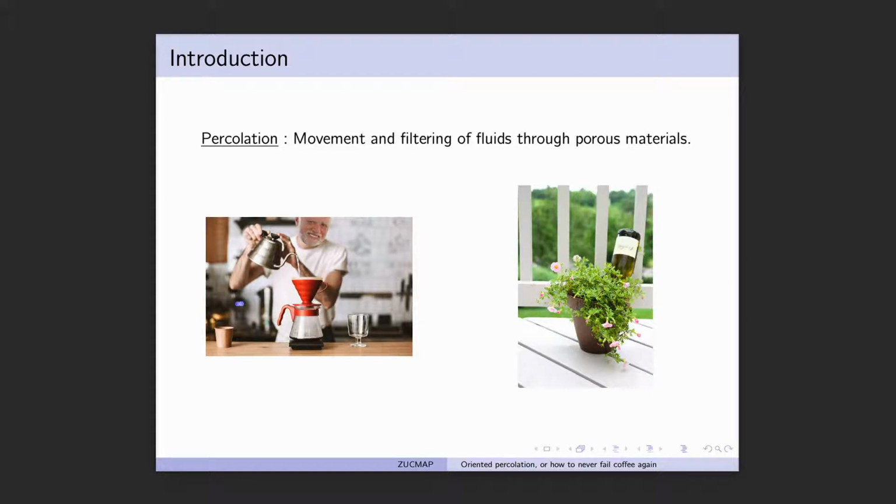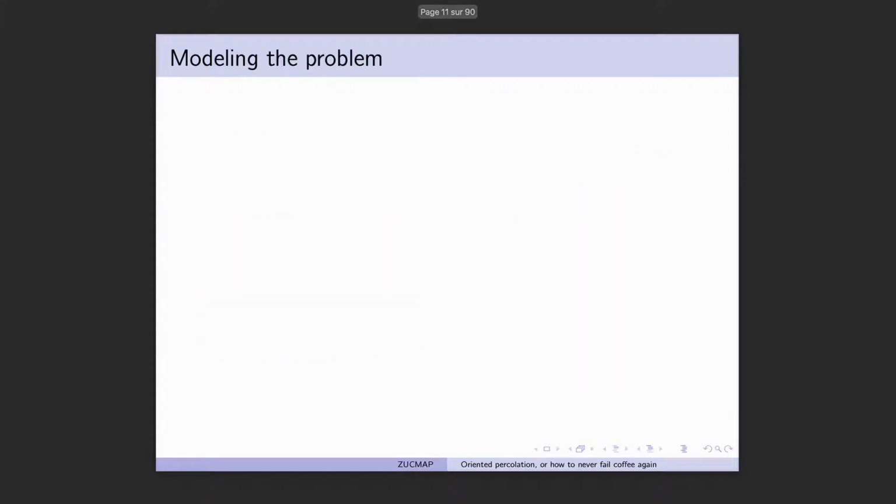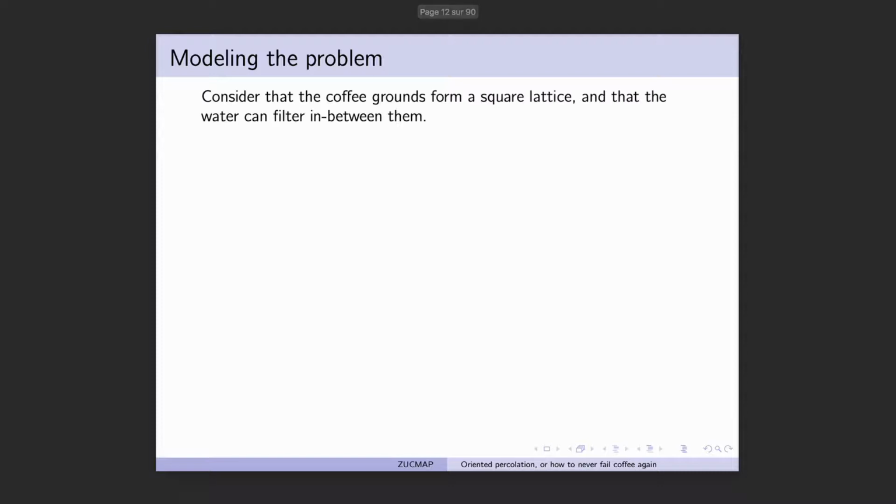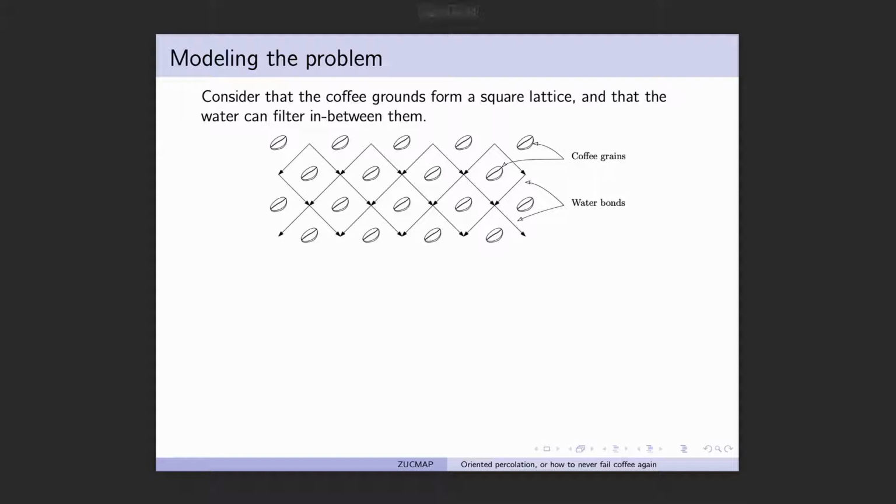And the first step is to try modeling this idea of liquid penetrating through this material. And the first step will be to give a geometric structure to how the coffee grounds are spread out. And we'll make this assumption that they kind of realize a nice square lattice. All right, and that the water is able to penetrate in between the different coffee grounds.